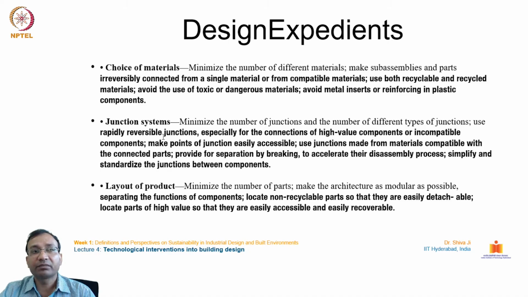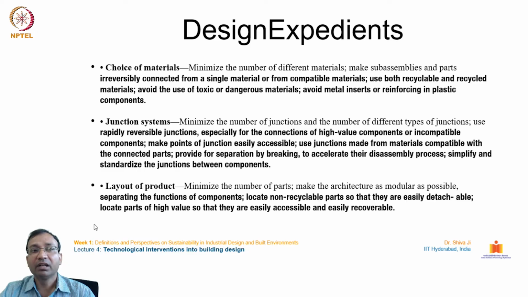Use rapidly reversible junctions, especially for the connections of high value components or incompatible components. Make points of junction easily accessible. Use junctions made from materials compatible with the connected parts. Provide for separation or breaking points to accelerate the disassembly process. Simplify and standardize the junctions between the components.